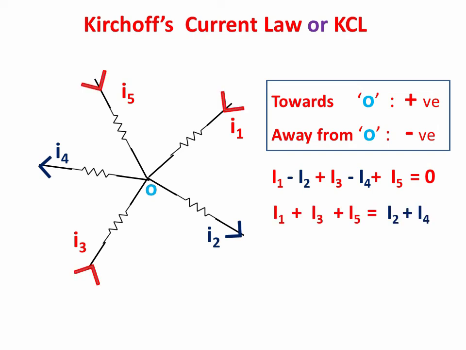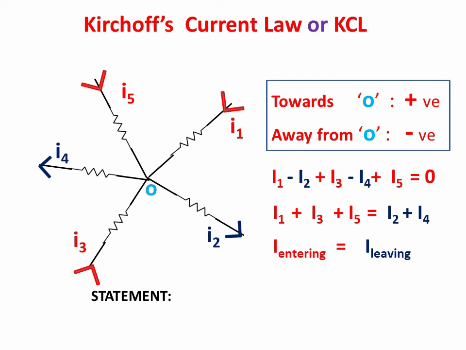We take the minus terms to the right hand side. So I1 plus I3 plus I5 is equal to I2 plus I4. From this equation, we conclude that I1, I3 and I5 are moving towards the junction, that is entering currents. I2 and I4 are moving away from it, that is leaving currents. Hence, that equation may be written as I entering is equal to I leaving.